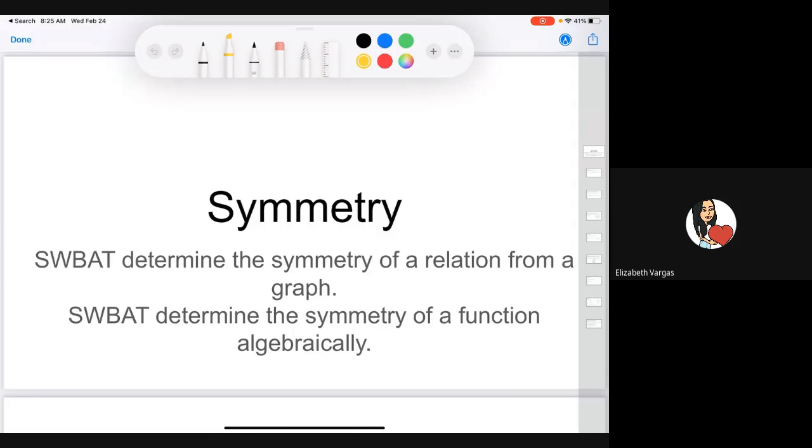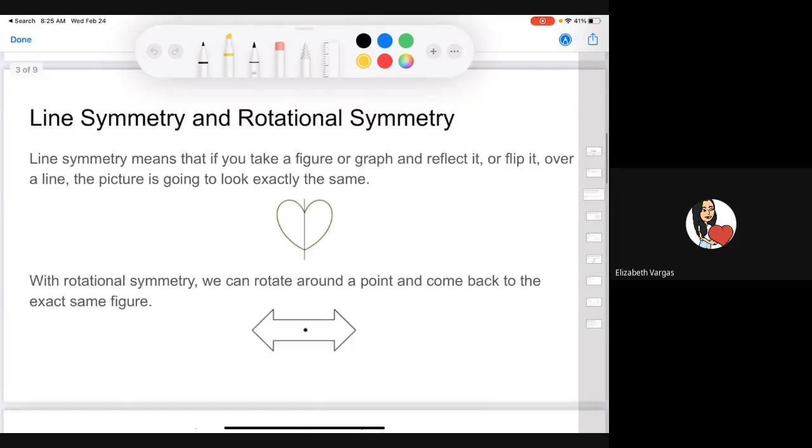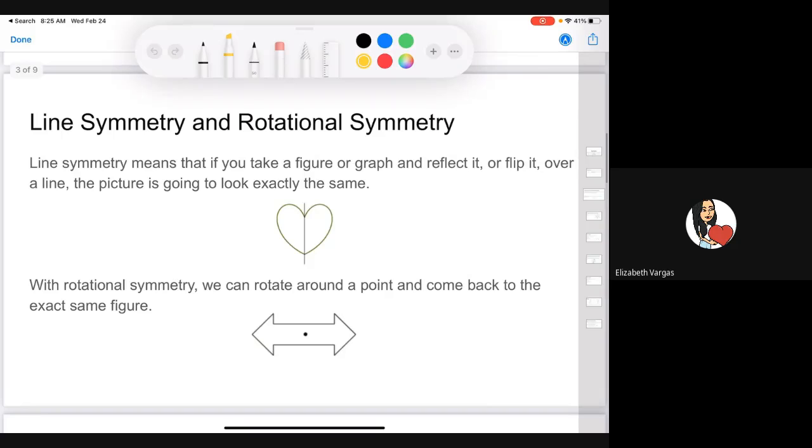Okay, so today we're going to go over symmetry. More specifically, we're going to go over how to identify if a specific function is odd or even. So again, today the words to know, being able to differentiate between an even function and an odd function. But before I do that, I want to go over some types of symmetry.